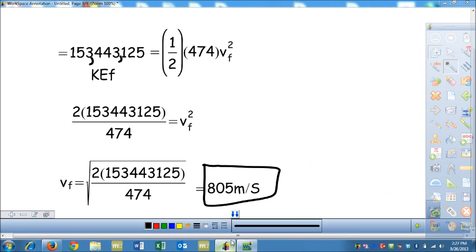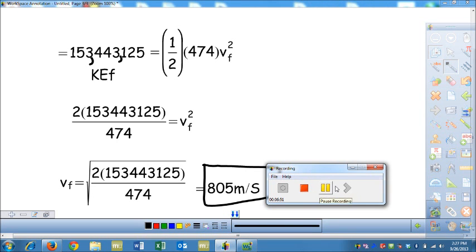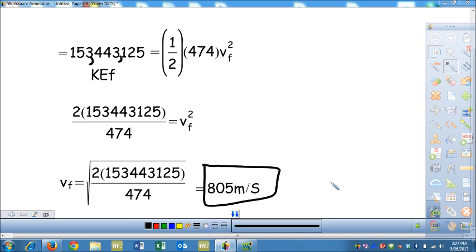Let me see if I can pause this while they're talking. Okay, why don't you take whatever notes you need to take, look over this if you're not sure about the algebra. I sort of didn't write it in here, but you can sort of see what happened. When I multiplied by 2, that canceled this 1/2. When I divided by 474, that canceled that 474. That gave us VF squared. To get VF, we just took the square root of all that.